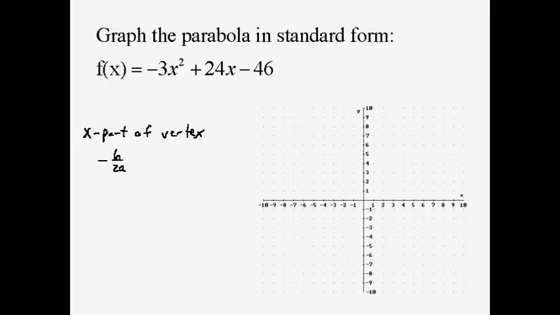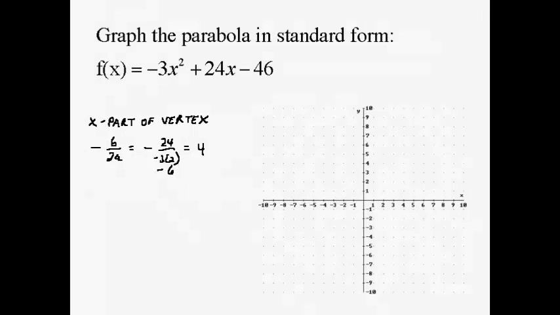Now, what's the A and B numbers? Well, hopefully up there you're looking at it and you're saying, well, B is 24 and A is negative 3. So you get minus 24 divided by 2 times negative 3. Now, that would be a negative 6 in the bottom, so you would get a positive 4. Y'all see why that would be positive 4? You got to watch your signs here as well.